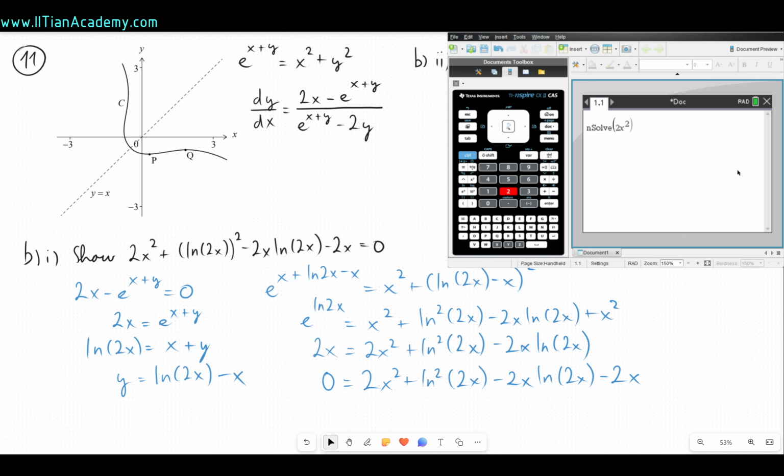So we have 2x squared plus ln squared, and here we have 2x minus 2x ln 2x minus 2x, and we want to solve, and this is equal to 0, and we want to solve for x. So I have a missing bracket. Let's write the squared over here.